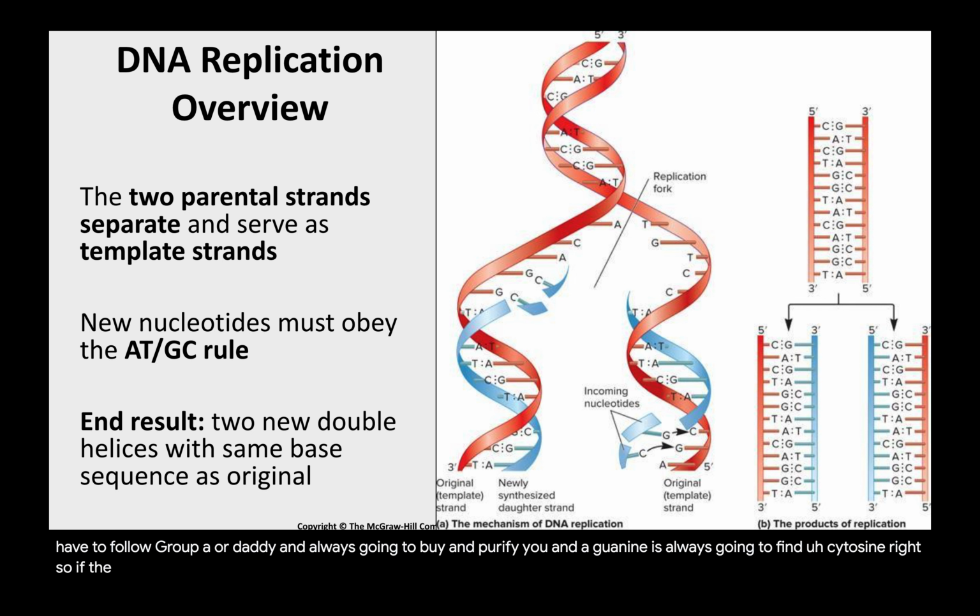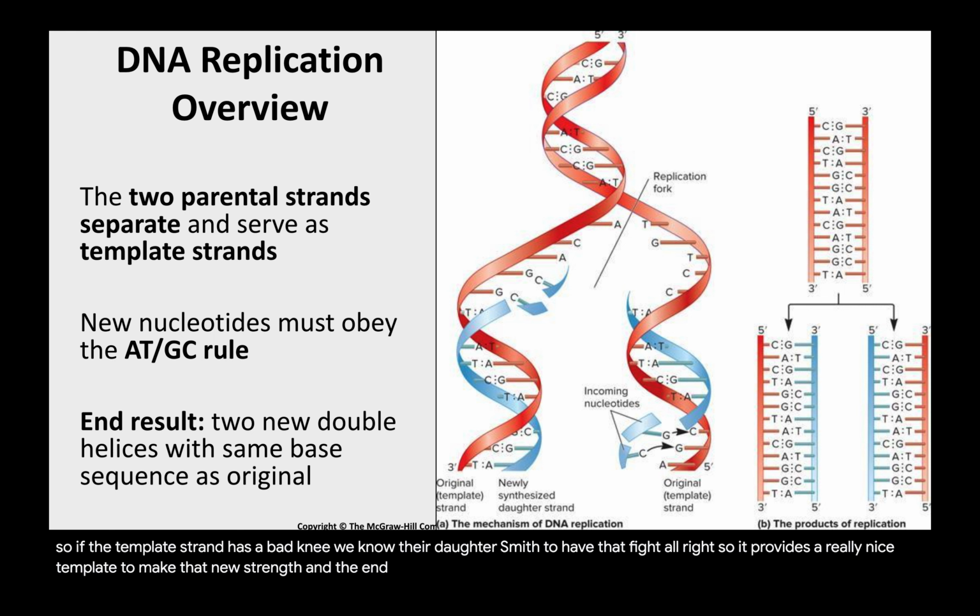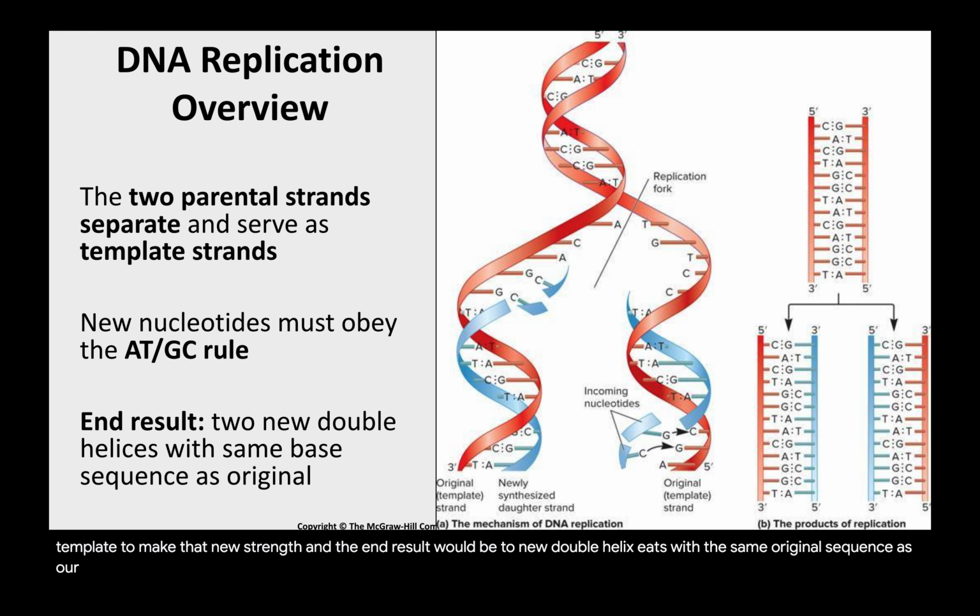So if the template strand has an adenine, we know the daughter strand has to have that thymine. So it provides a really nice template to make that new strand. And the end result would be two new double helices with the same original sequence as our original strand of DNA. So taking one strand, splitting it apart, using it as a template, getting two new strands that are completely identical to the original.